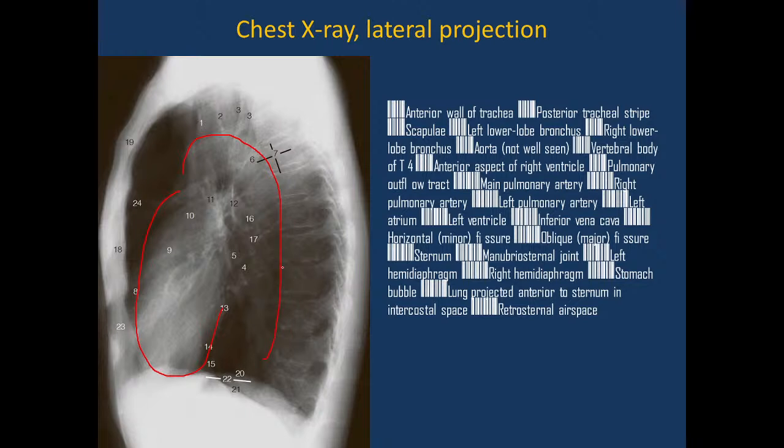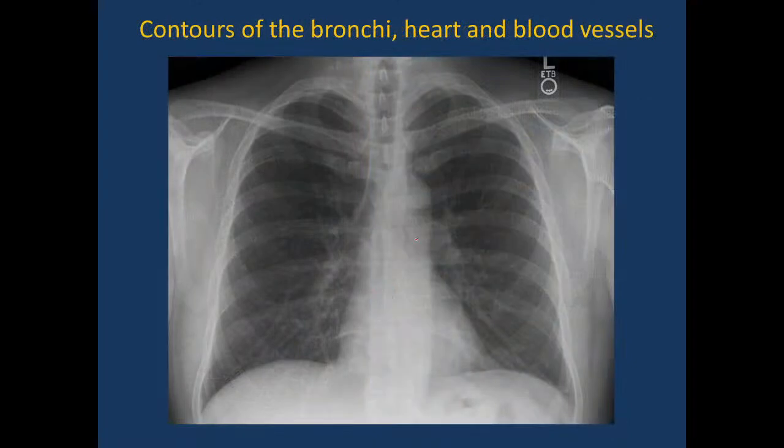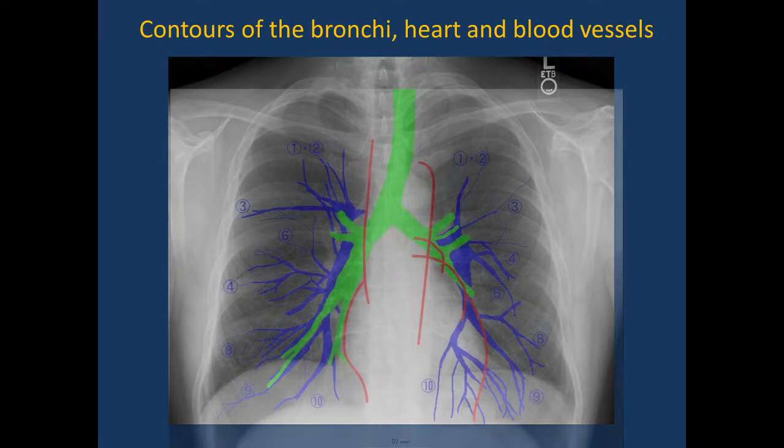You also see thoracic vertebra here and even ribs. Now I'd like to demonstrate to you contours of the bronchus, heart and blood vessels in this picture. If we start examining this image very carefully, we could see such structure.